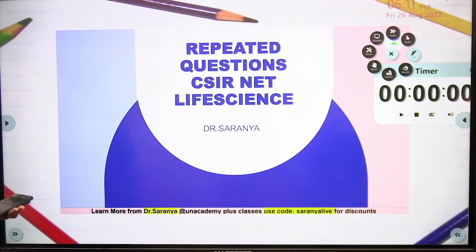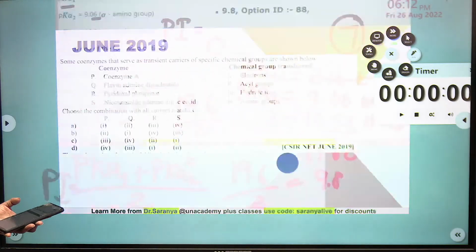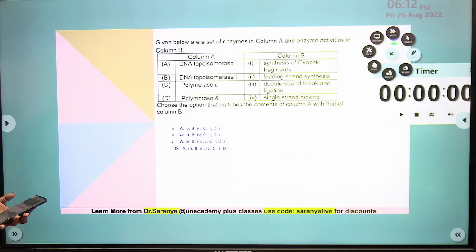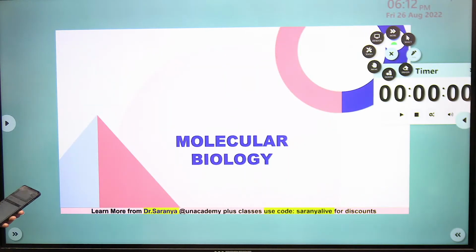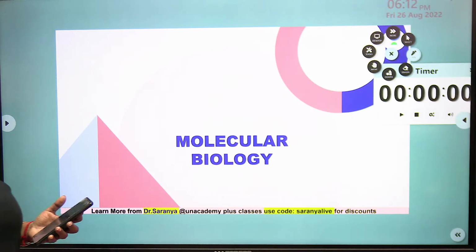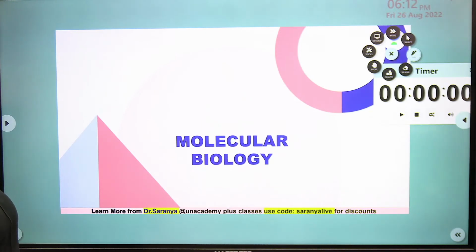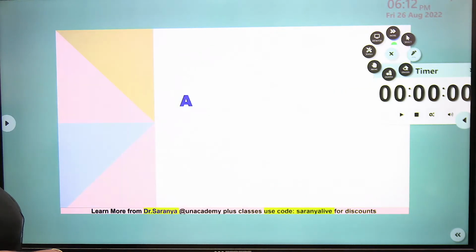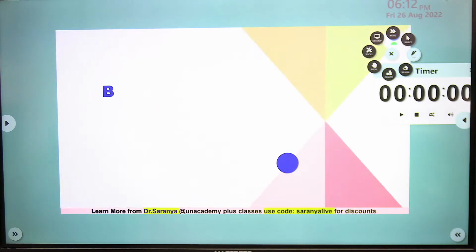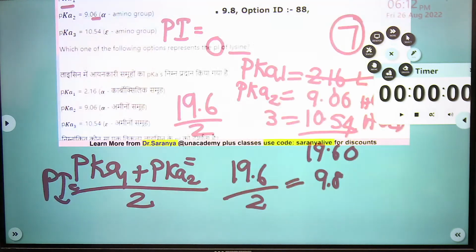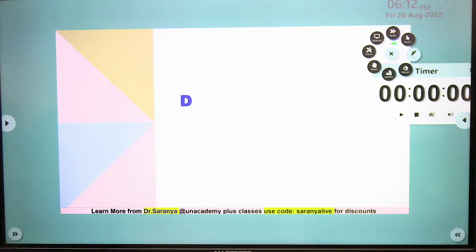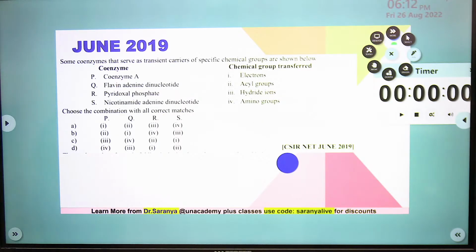Everybody is thorough with this? Okay, I hope that this is clear. Good, everyone. So let's move towards the next question, which is going to be on your molecular biology. This particular question on biochemistry is clear now, I guess, right? So this one is done. Let's move towards the next question.